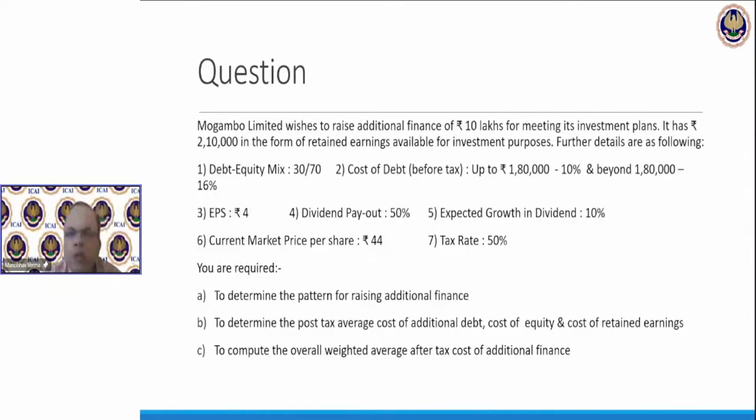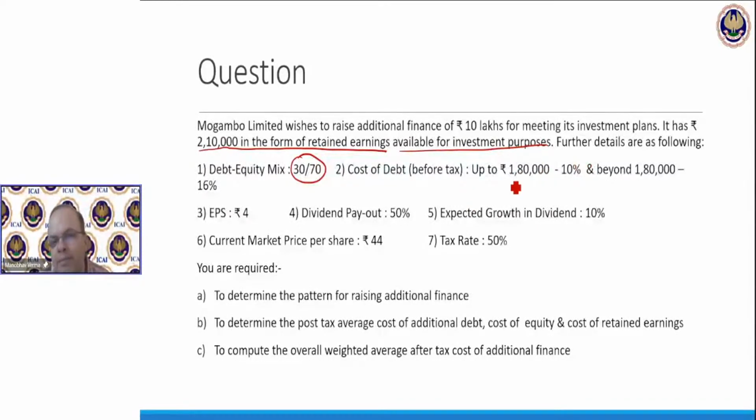But I want everyone to look at this question of Mogambo Limited. Now we just want to focus on our concepts rather than making Mogambo happy, right? That's not our objective. So Mogambo Limited wishes to raise additional finance of 10 lakhs for meeting its investment plans. It has rupees 2,10,000 in the form of retained earnings available for investment purposes. For further details, they're saying the debt to equity mix is 30 to 70. Cost of debt before tax is again given in two blocks.